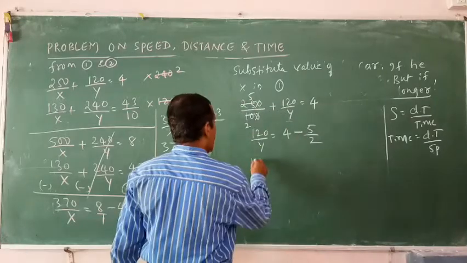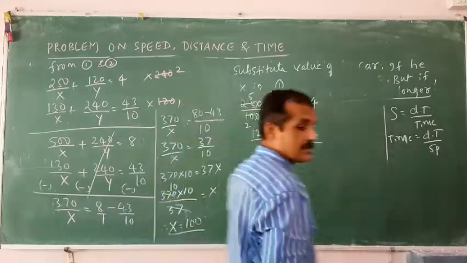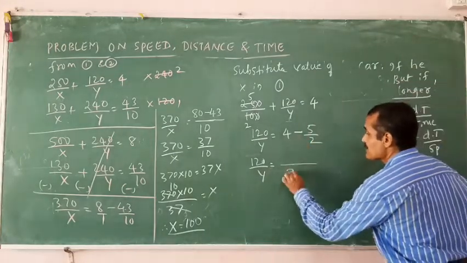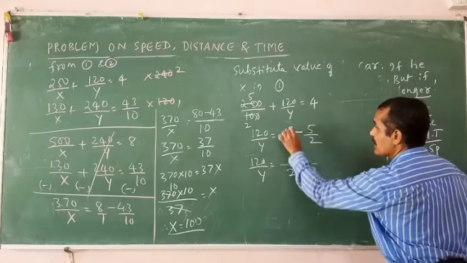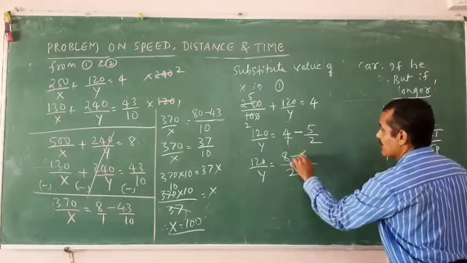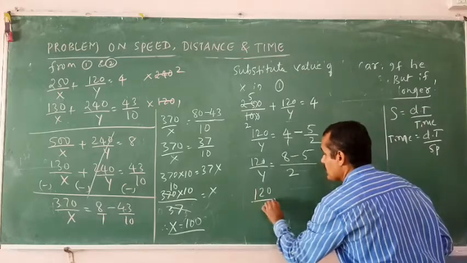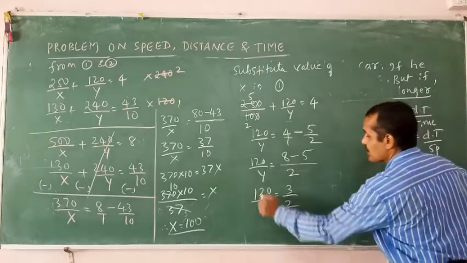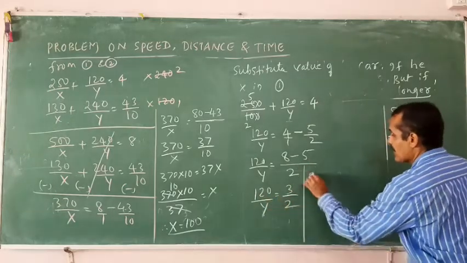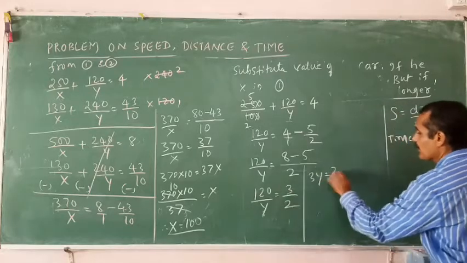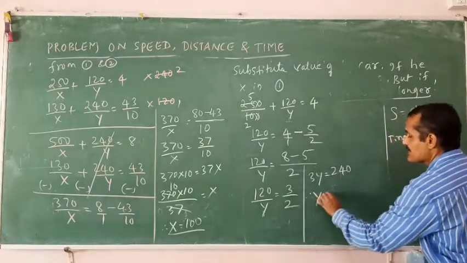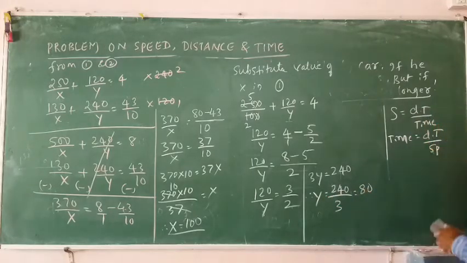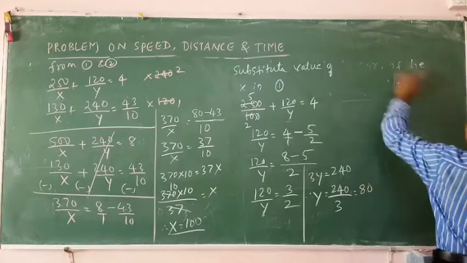120 by y as it is. I can take the LCM as 2. 4 times 2 is 8, and 5. 120 by y is equal to 3 by 2. Cross multiply. It is 3y is equal to 240. y is equal to 240 divided by 3. Answer is 80. Now we can wind up the answer.